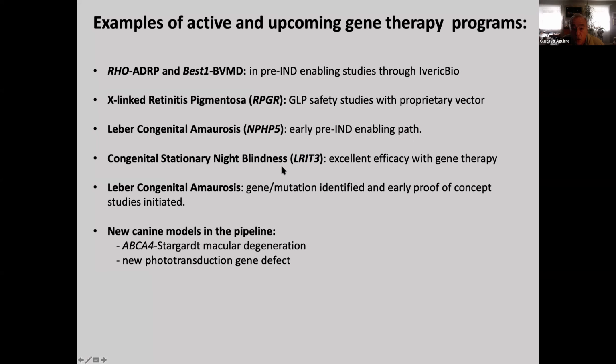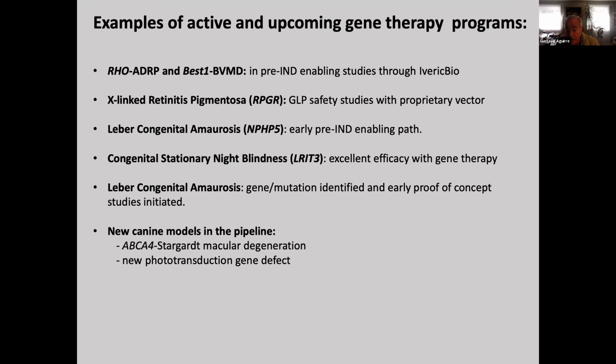As examples of what we're doing now, again, I mentioned the rhodopsin ADRP and Best disease. They are scheduled to go into treating patients in a phase 1 trial in 2021, hopefully about middle towards the end. The X-linked RP is being continued separately from AGTC with a vector and a transgene that is proprietary to the university. We have the MPHP5 LCA that is now in the pre-IND enabling path. All the work has been done on this.